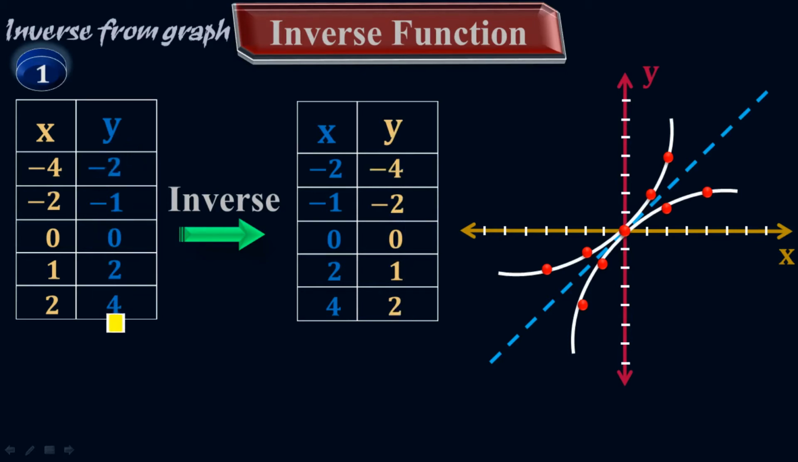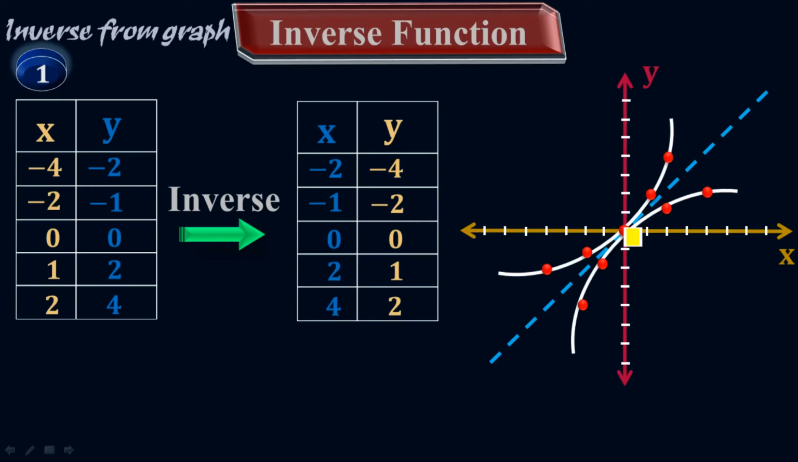Similarly, the y values for the original function become the x values in the inverse function here: -2, -1, 0, 2, 4. They became the x values. So it is the other way around for the inverse function. It is the reverse process. Whatever value you have for the x in the original function, it will be the value for the y in the inverse function. And whatever value you have for the y in the original function, it will be the value for the x in the inverse function. That's what inverse function means.